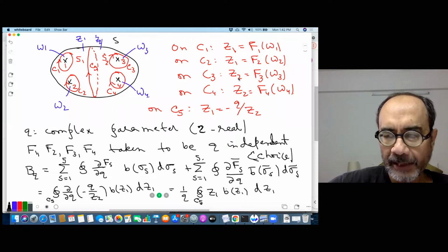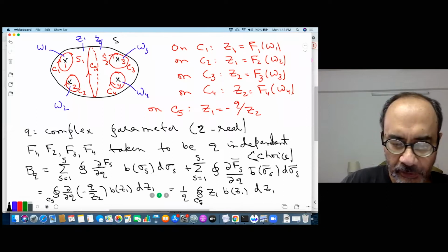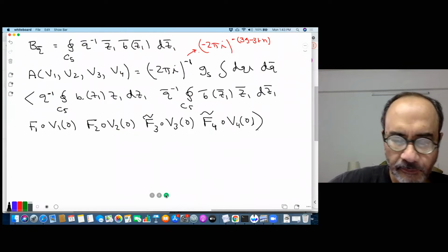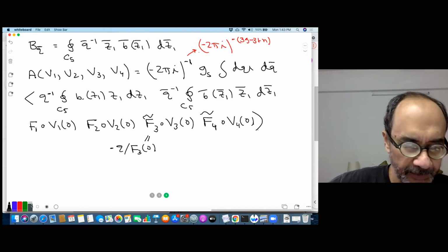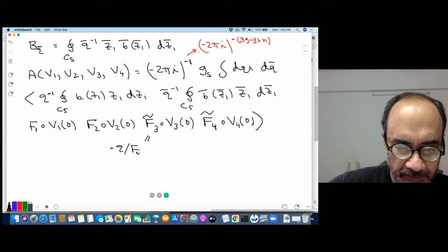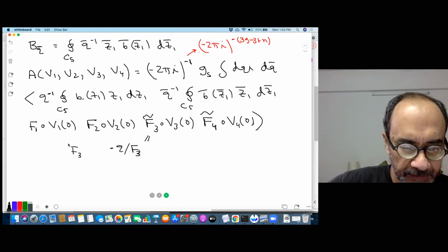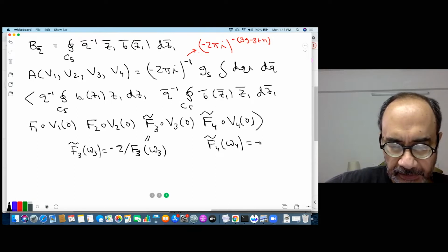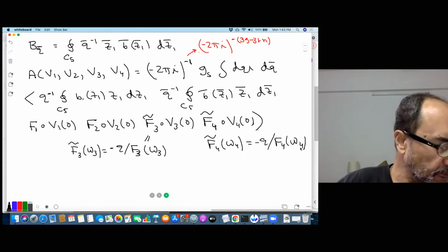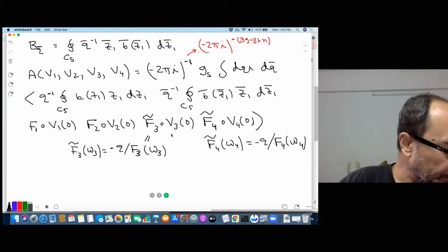But here, what I need to do is to write things in terms of z1. So z1 is minus q over z2, so it's minus q over f3. That's what I'm calling f3 tilde. So f3 tilde of w3 is minus q over f3 of w3. And similarly, f4 tilde of w4 is minus q over f4 of w4. I hope this is clear. So this gives the full amplitude.